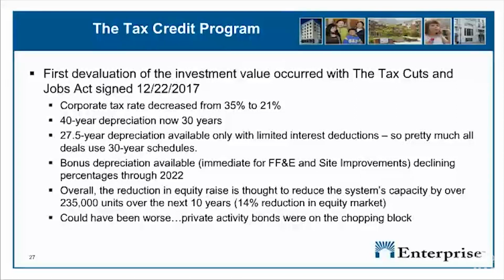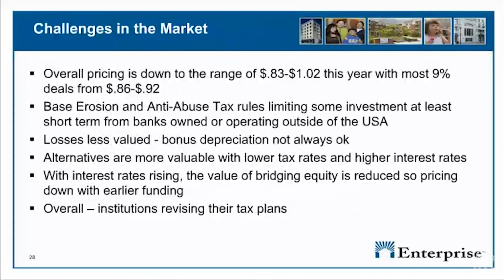But it could have been worse because the private activity bonds were on the chopping block. And as I understand it, the decision around whether to eliminate private activity bonds was one of the last things resolved as the tax reform bill went through. So that would have been a whole lot harder on the system. Let me forward now to the next slide. So, challenges in the market.